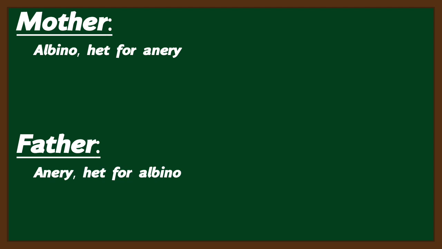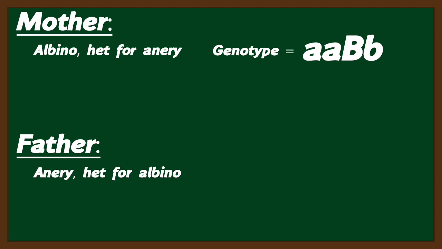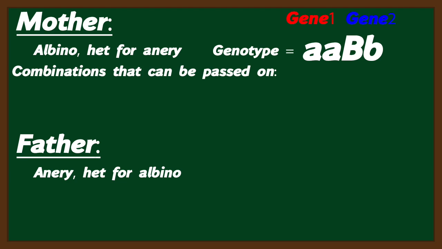This time, we will use parents with different genotypes. The mother will be albino het for anery, and the father anery het for albino. The mother's genotype will be small a, small a, big B, small b. This results in the following combinations she can pass on to her offspring: small a big B, small a small b, small a big B, and small a small b.